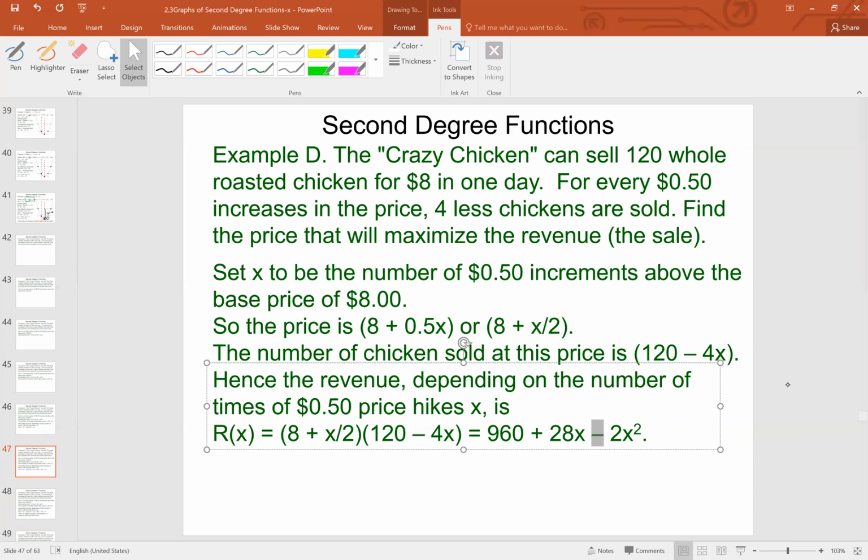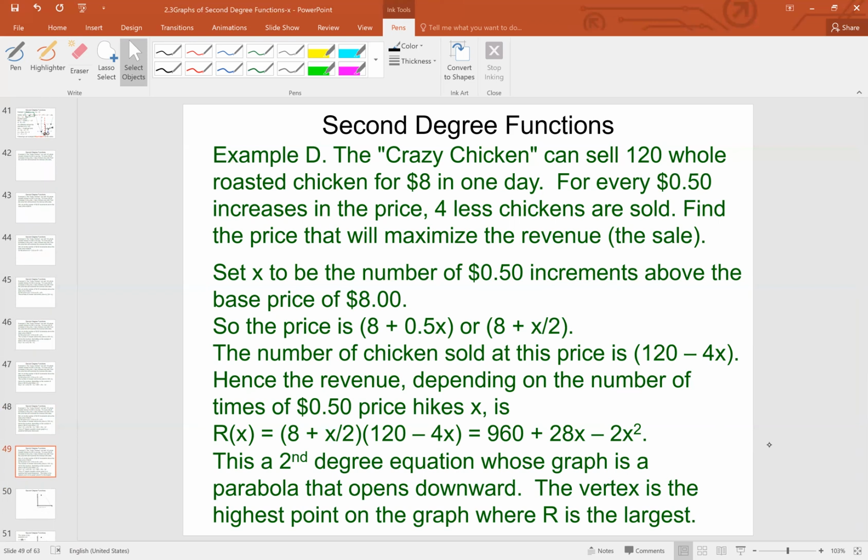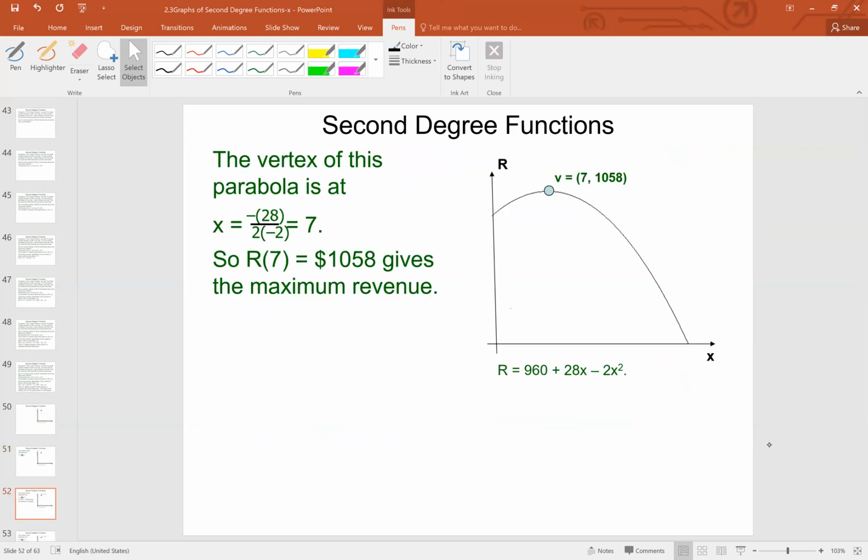I can find the tip of this parabola. Remember, the tip in this case will be the highest revenue, the most amount of money I can take in. I want to know what that x is supposed to be. And so I find the vertex is minus b over 2a. So in other words, x is 7. That means you're going to increase the price 7 times.